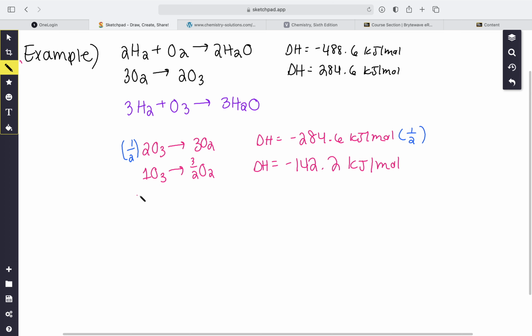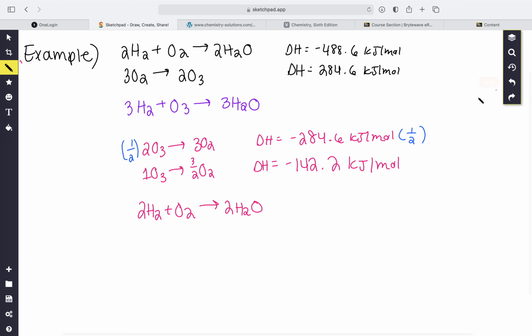So let's see. Alright, so the next equation, we have the scaling that we have to do. We don't have to flip things, so let's go straight to scaling, right? So we have 2H2 plus O2 will yield 2H2O. And now I want to get this to 3. I want both of these to get to 3. So what do I have to multiply by? 3/2. I'll do it in a different color as well.